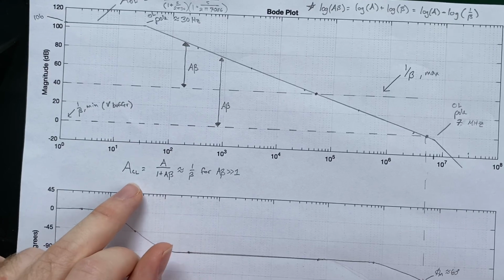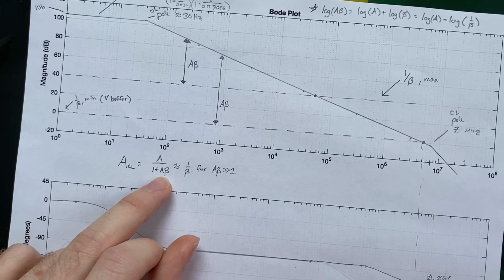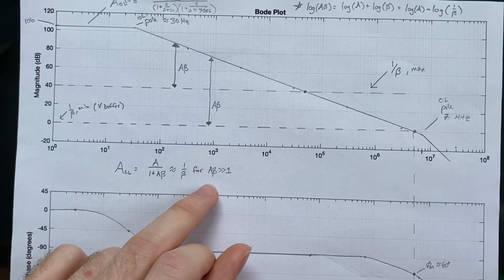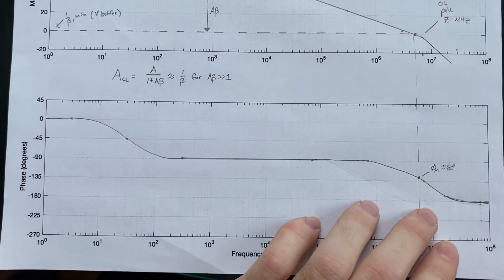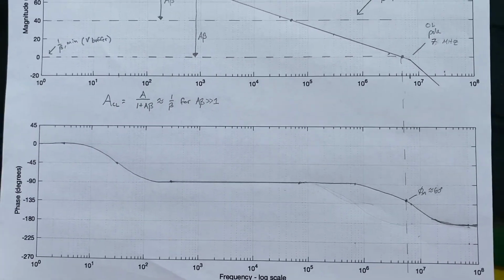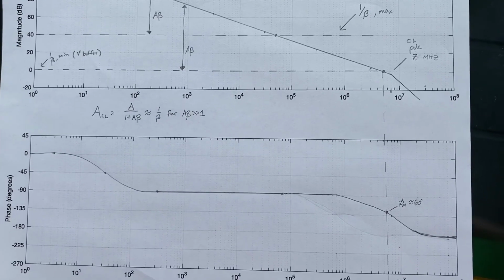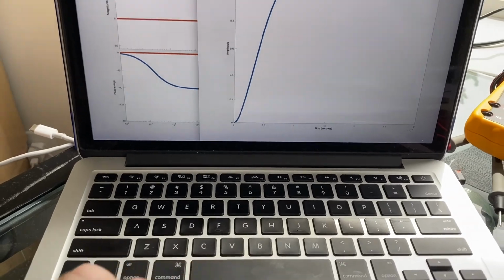So we see here the closed loop gain is only approximately 1/beta for A beta much greater than 1. And here's our phase as well. We see about a phase margin of 60 degrees, which is what the MATLAB script is showing.